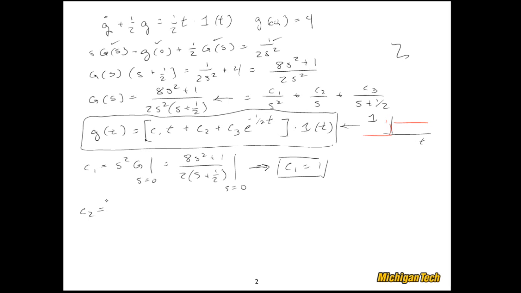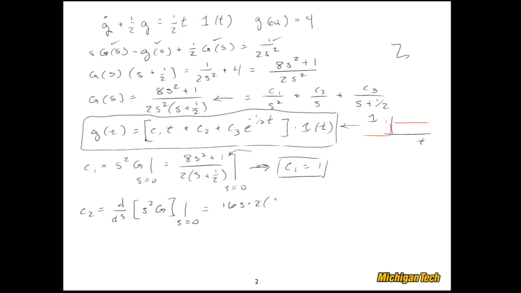C2 is d/ds of s squared g, and then let s equal 0. Now I already have s squared g right here, so I can just use the quotient rule and take the derivative of that. So let's see, the derivative of the numerator is 16s.